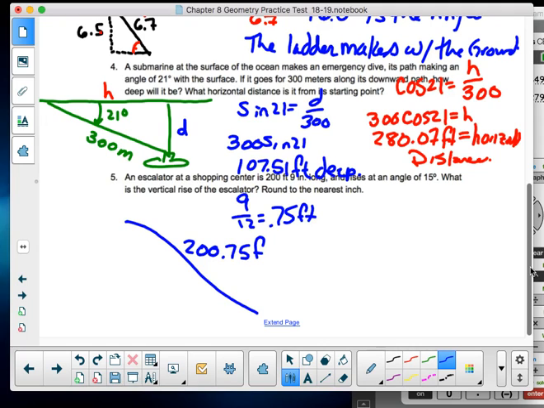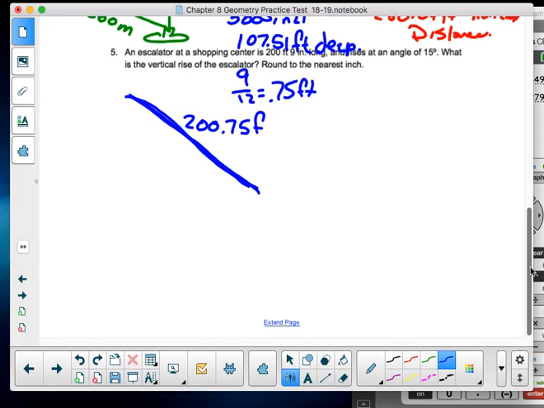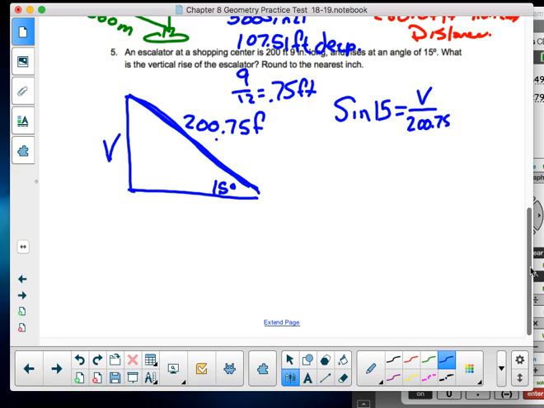Now, it rises at an angle of, and for lack of a better purpose, we have a triangle. It rises at an angle of 15 degrees. What is the vertical rise of the escalator? What's the vertical rise? Okay, round to the nearest inch. So I've got 15, opposite hypotenuse. Opposite hypotenuse is sine. So I've got the sine of 15 degrees is equal to V over 200.75. So 200.75 times sine of 15 is equal to V.